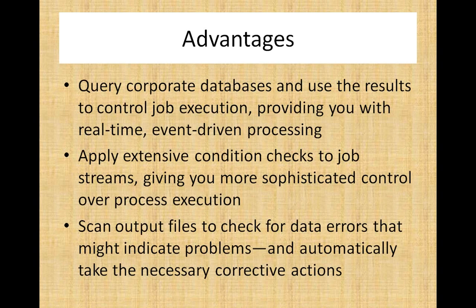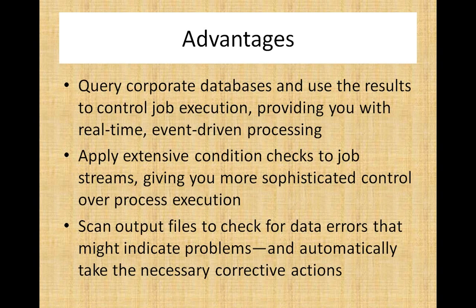Secondly, apply extensive condition checks to job streams, giving you more sophisticated control over process execution. You have a lot of flexibility here. How? You can actually apply extensive condition checks. Even if you have 5 jobs running, where one is dependent on the other, you can put in a lot of conditional checks, such as and, or, this depends on that, or it waits for a file to complete. So these are the conditions you can put in, and you have good control over the execution of the job.